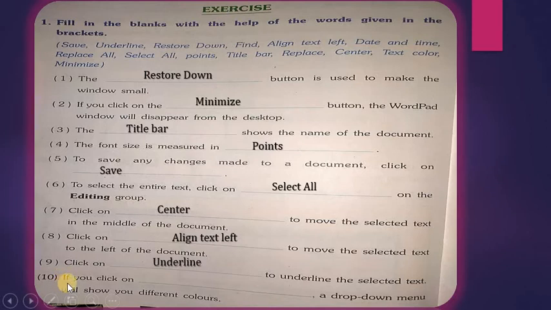Now see number 10, the last one. If you click on the dash, a drop down menu will show different colors, that we call text. So here are the text color options. So it is the right answer, right? Text color is the right answer. Here we have another fill in the blanks, but for today we just put 10 here. The next we can do in the next lecture. So this is our fill in the blanks of your given textbook pages.